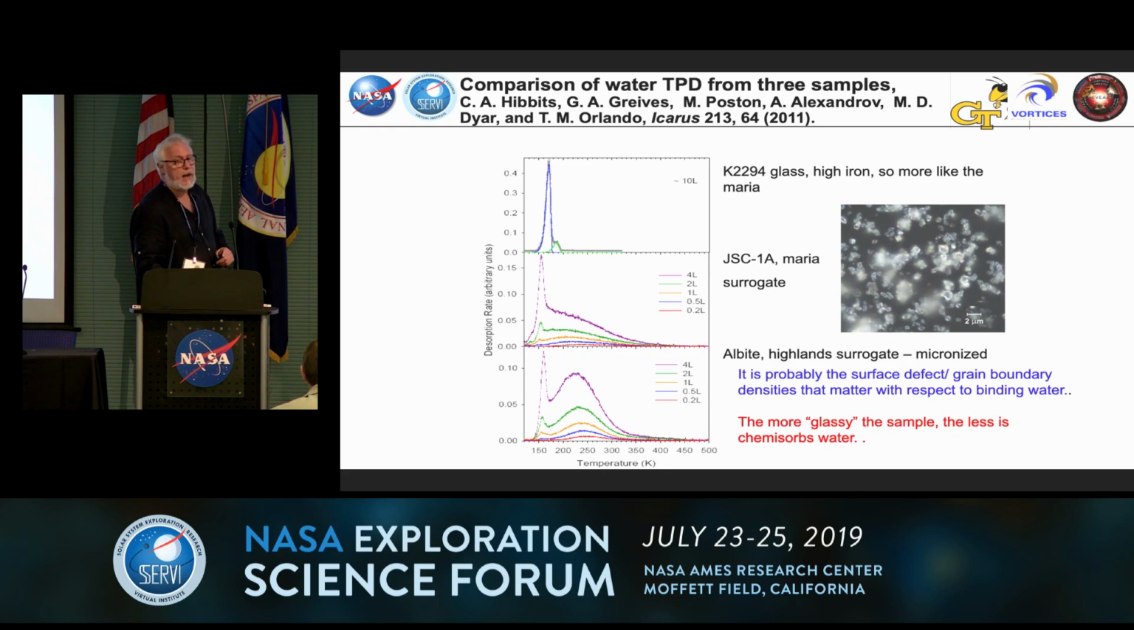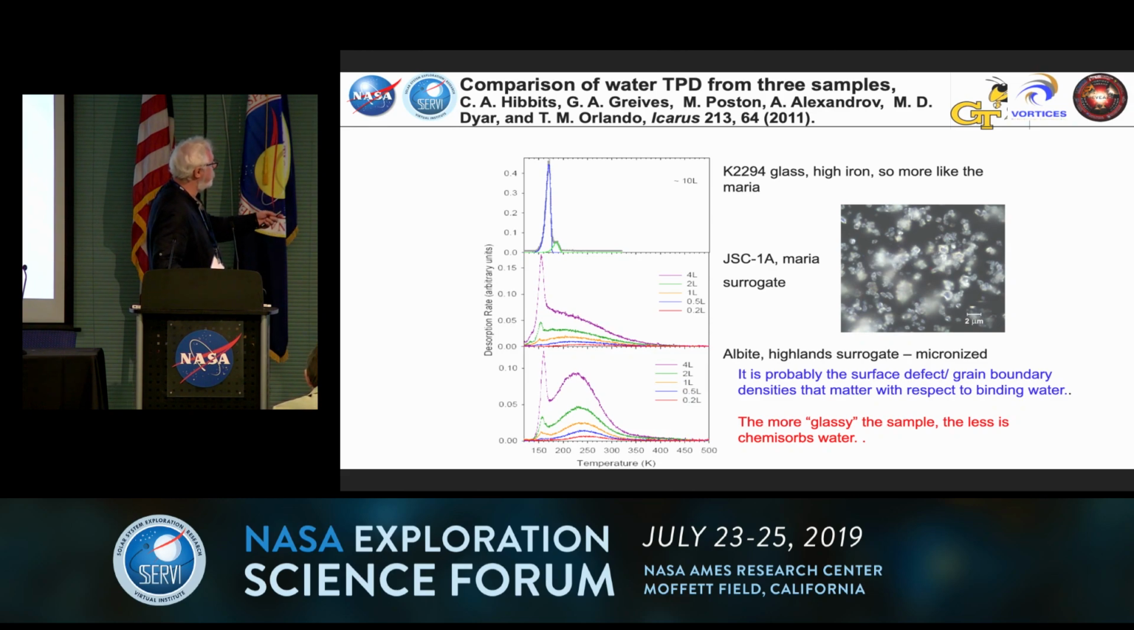Okay, so I have to go back in time to when we first started this, and this was a collaboration with Darby Dyer and Carl Hibbitts. And Darby gave us some samples, and she can tell you what K2294 means. It's her label. But it's a high iron glass to simulate the mare. Then we had JSC-1A, a surrogate, and then albite, which Carl basically milled, and he gave us this sample.